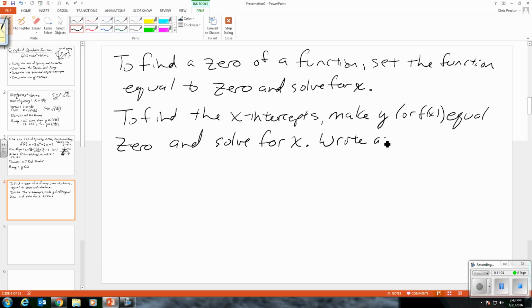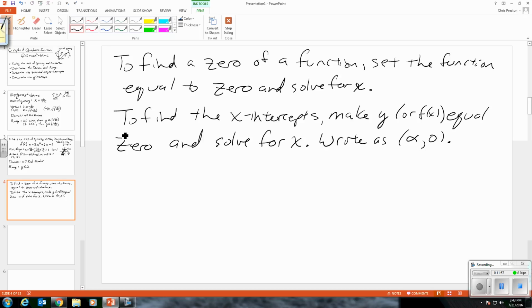Write this as some number, comma 0. And maybe I don't want to put that because we're using a's and b's. Let's say alpha. Alpha comma 0, so not a, alpha. Well, if I'm going to set the function equal to 0, what that means is I'm making y equal 0. So these are basically the same thing. It's just that for an x-intercept, it has one more step to make a point.